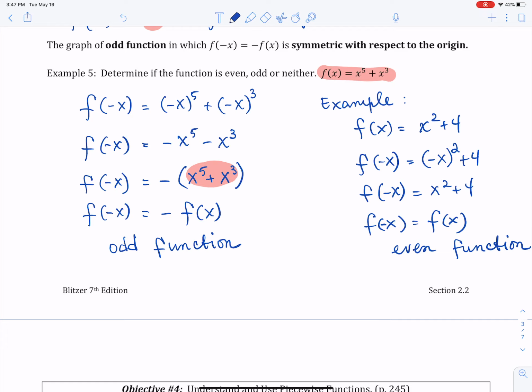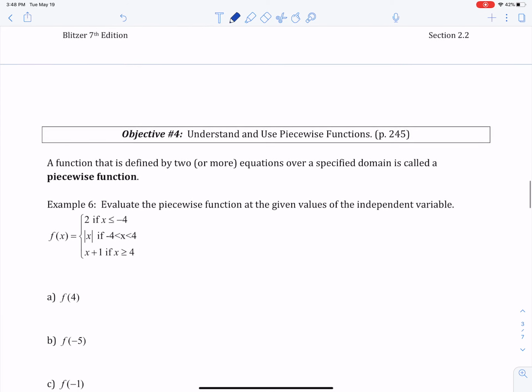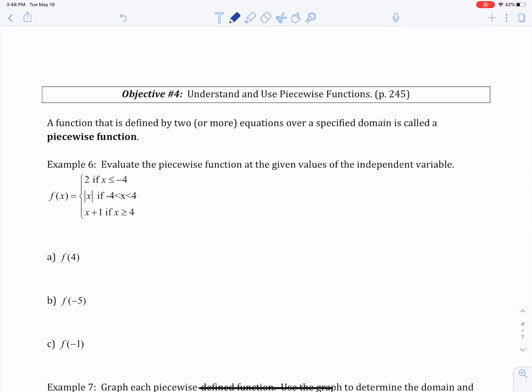And if neither f of negative x equals negative f of x nor f of negative x equals f of x happens, then you say the function is neither. I'm going to continue with the next objective in the next video.